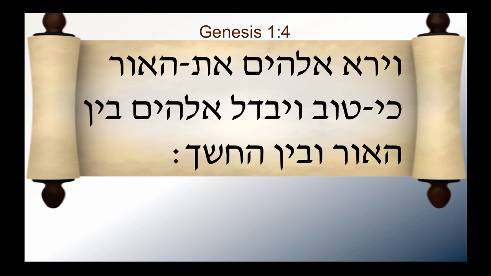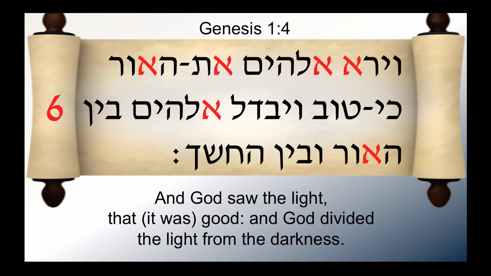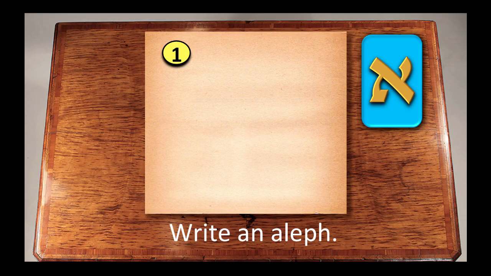And let's look at Genesis 1:4. See how many Alephs you can find. Pause the video. 1, 2, 3, 4, 5. Again, 6. So we have 6 Alephs there. And you can see already in the chapter Genesis 1, if you know the letter Aleph, you are already understanding a lot of the letters there.